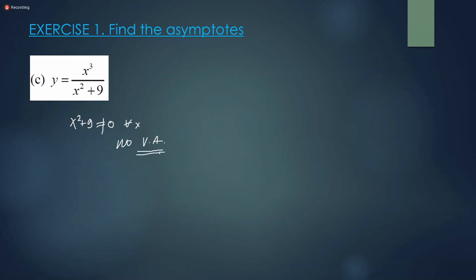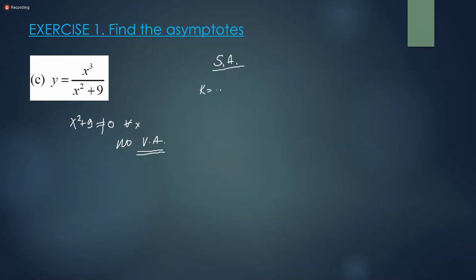No vertical asymptotes because this limit will not actually be infinity when x tends to any specific number. If x tends to any specific number, you will see that the limit of this will also be a specific number. You will never get division by 0. No vertical asymptote. Horizontal? No, because the powers are different and the greater power is in the numerator. So let's check for the slant asymptote.